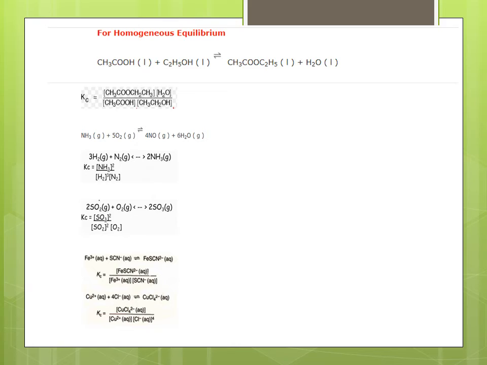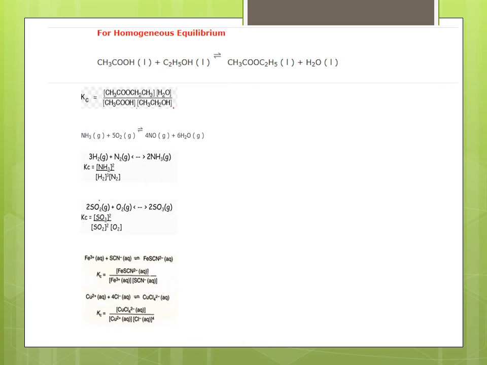Now for homogeneous equilibrium, CH3COOH plus C2H5OH gives CH3COOC2H5 plus H2O. Then Kc will be what? The molar concentration terms on the right hand side divided by molar concentration terms on the left hand side.